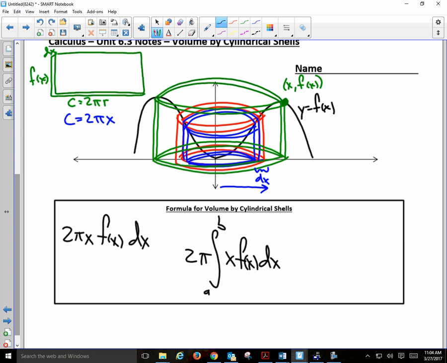Some people think cylindrical shells are bad. A lot of times it's a much better method to use cylindrical shells than to try anything else. Sometimes you have the choice between using pineapple slices or using cylindrical shells. I like using cylindrical shells a lot, and you'll see why here in a little bit.